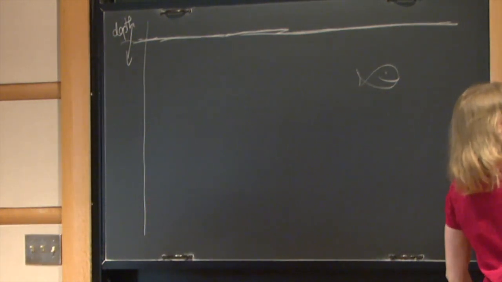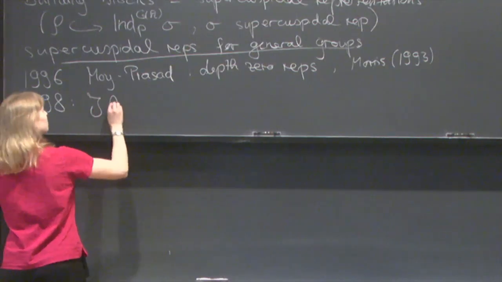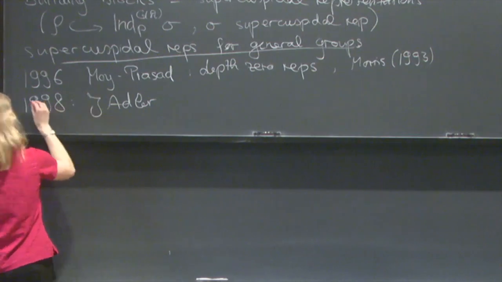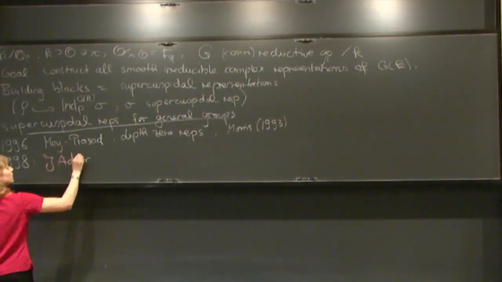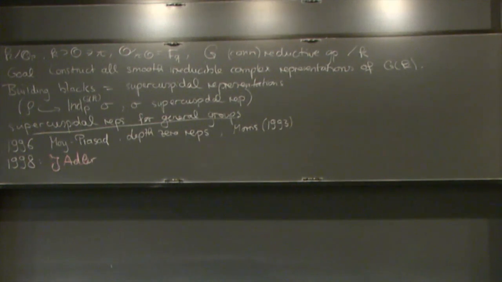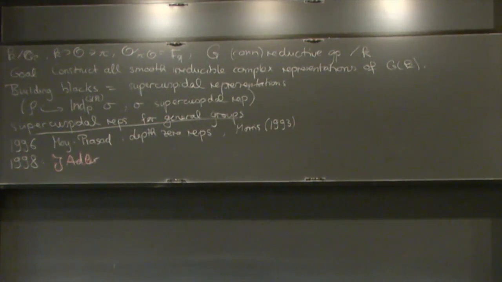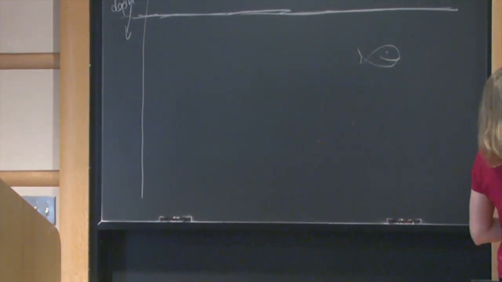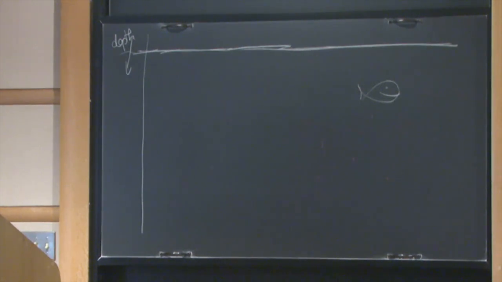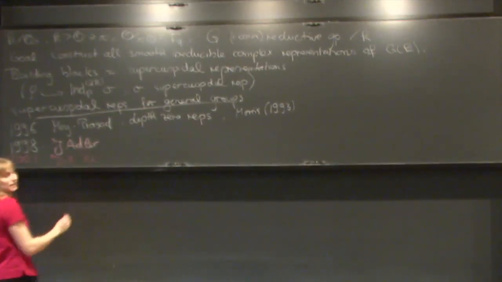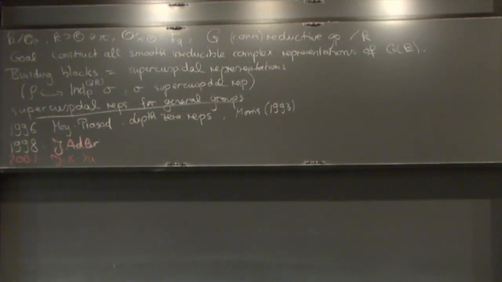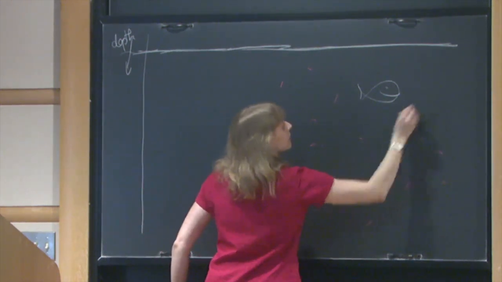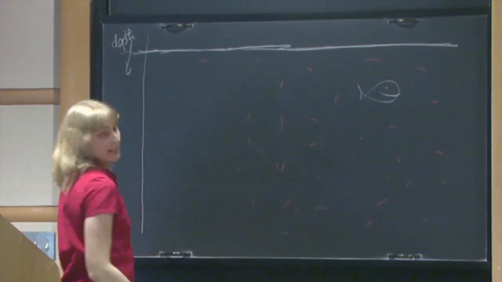And in 1998, Jeff Adler, let me use red for this, gave a construction that brings us down in the ocean. He constructs some fish that have positive depths. And then three years later, in 2001, Jiu-Kang Yu looked at Jeff's construction and extended it vastly. He built on this so that we now get many more representations everywhere here. So there are a lot.